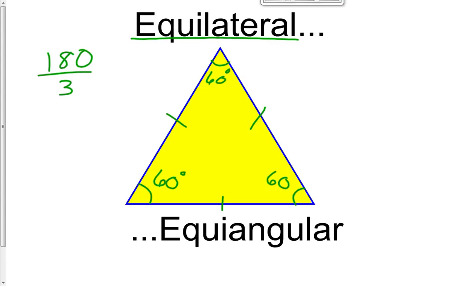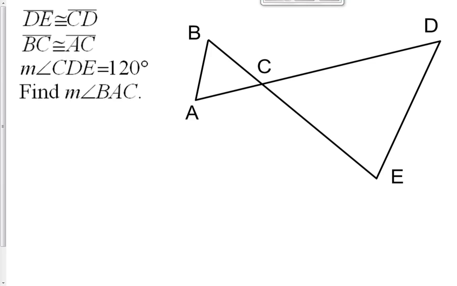So that's the point of this slide, is to see that there's no such thing as an equilateral triangle unless it's also equiangular. There's no such thing as an equiangular triangle unless it's also equilateral. They are one and the same. An equilateral triangle is equiangular. Alright, we have two example problems here.